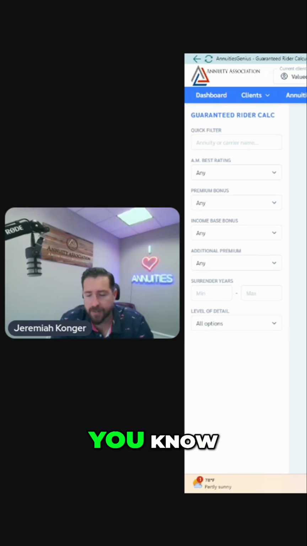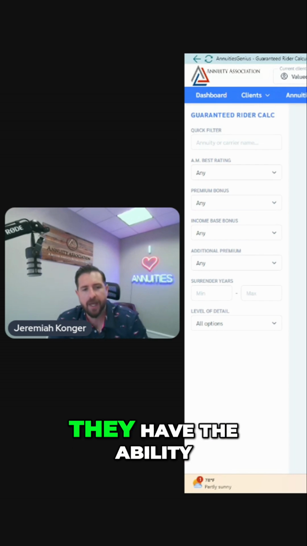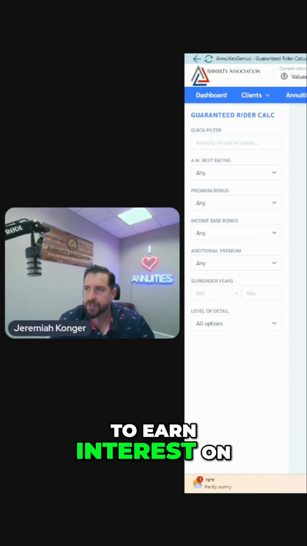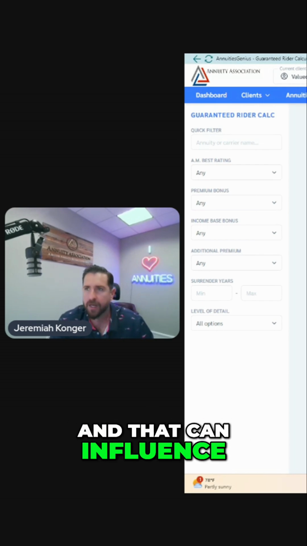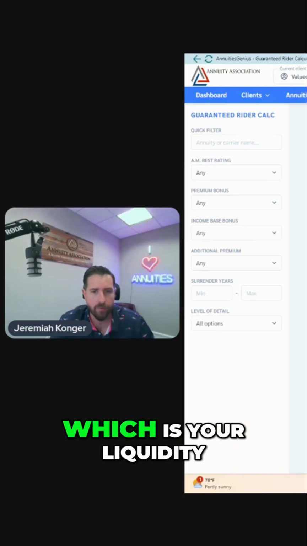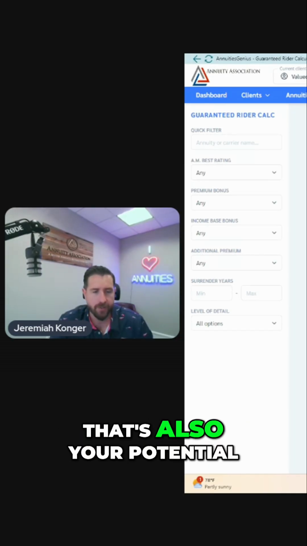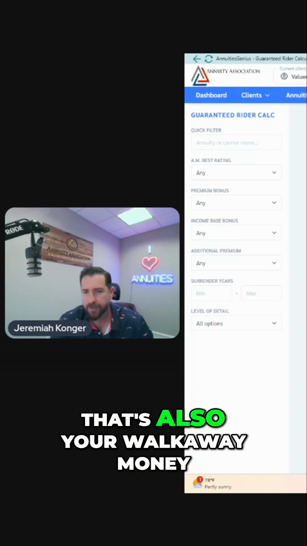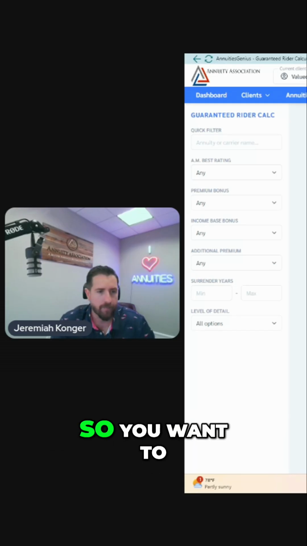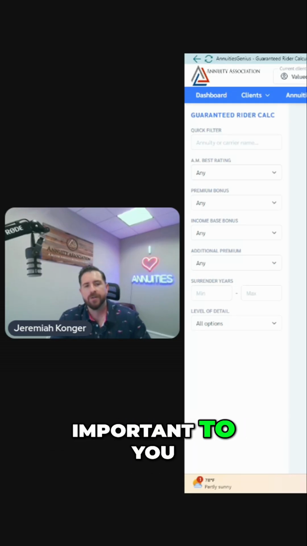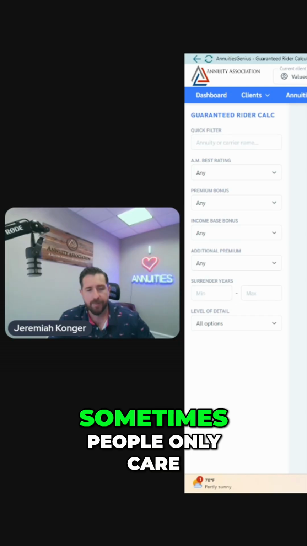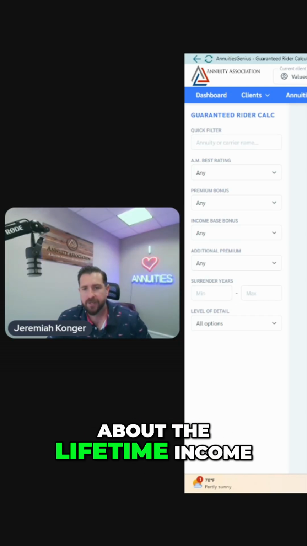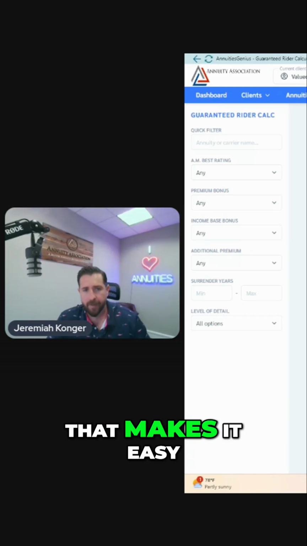Last but not least, because these are indexed annuities, they have the ability to earn interest on a non-guaranteed basis, and that can influence your account value, which is your liquidity. That's also your potential death benefit. That's also your walkaway money. So if those things are important to you, which sometimes they're not, sometimes people only care about the lifetime income. And if that's the case, great, that makes it easy.